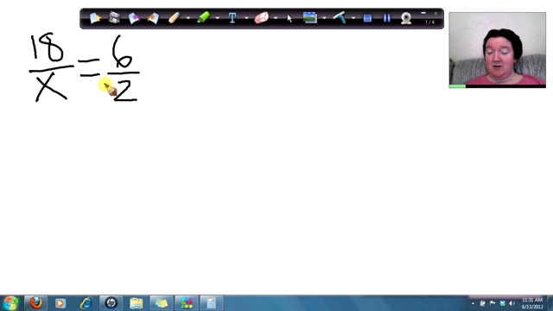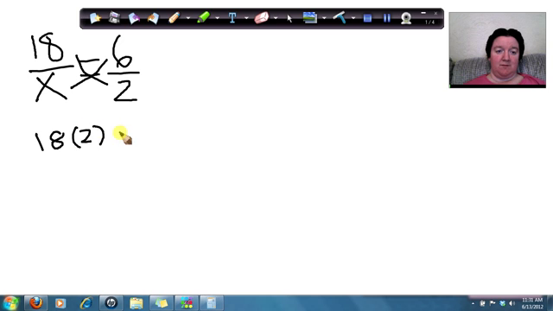So let's do that. If we take 18 and we cross-multiply it with the 2, and we take the x and we cross-multiply it with the 6. So that means that I'm going to have 18 times 2, and that has to equal 6x. Well, if you look at 18 times 2, that gives you 36. And 6x just gives us 6x.